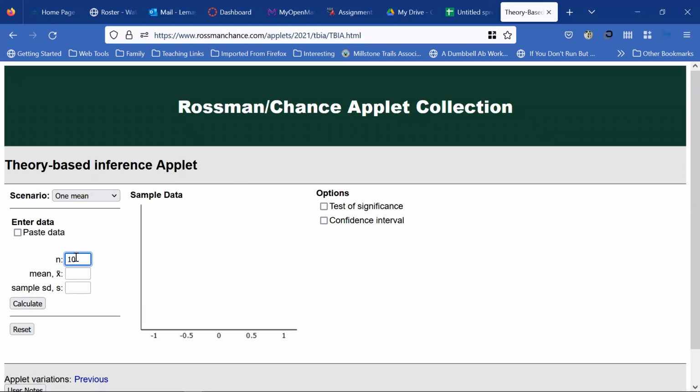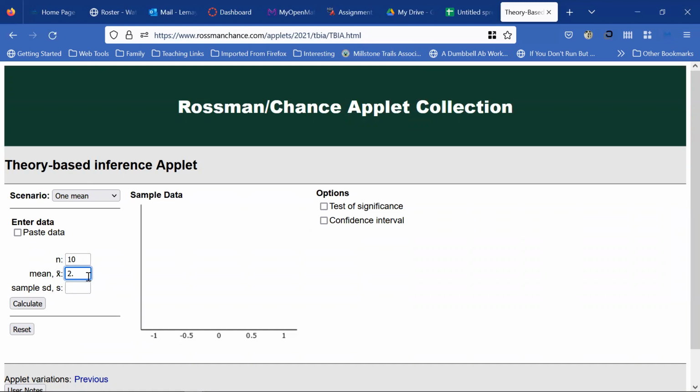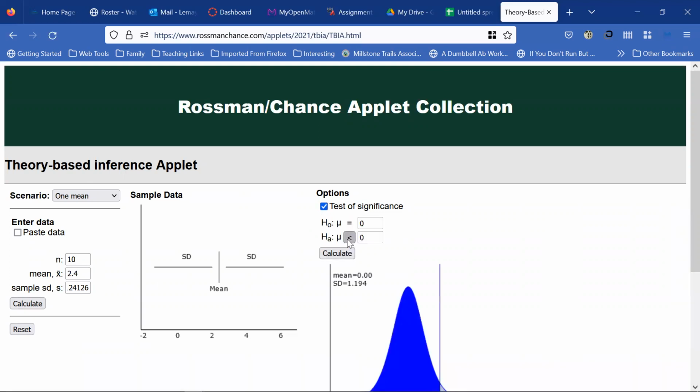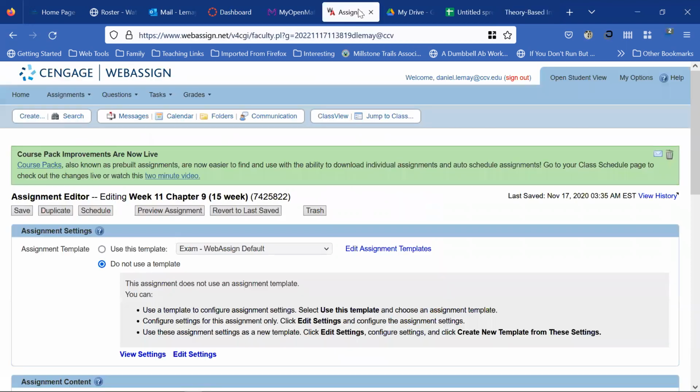I had 10 items, 10 pairs. I had a mean of 2.4, and I'm going to copy and paste that one in. A mean of 2.4, let's come over here, 2.4, and I'm going to paste in that standard deviation, calculate it, and I want to test the significance, and it was a right tail test. Notice 0, right? Calculate, and there's my test statistic. There's my degrees of freedom, n minus 1. We don't really need that. And there's the p-value.